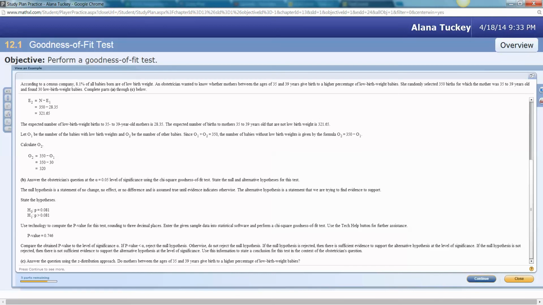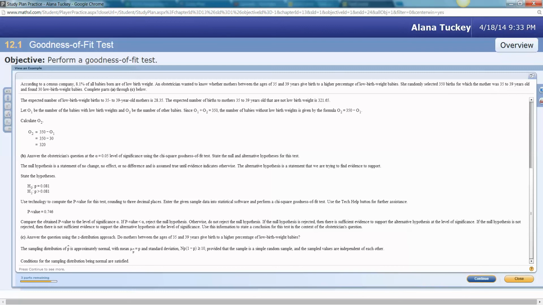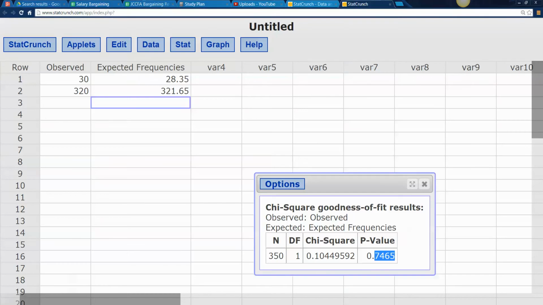And so they're saying, okay, well, instead of doing it with the chi-square test, why don't you do it with the same basic thing you learned back in chapter 10, which is that if n times p times 1 minus p is greater than 10, then you can use the proportion test with a normal curve. So let me go grab that.